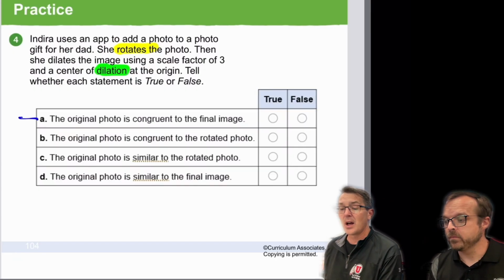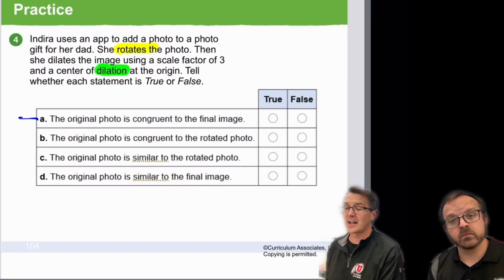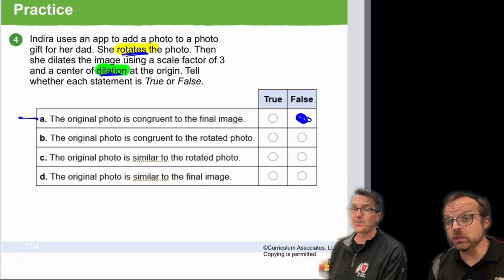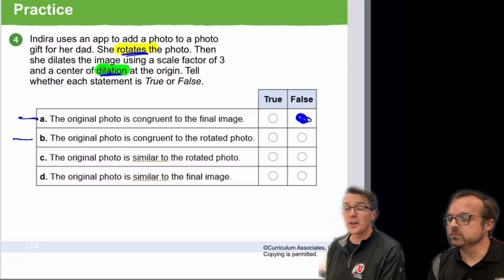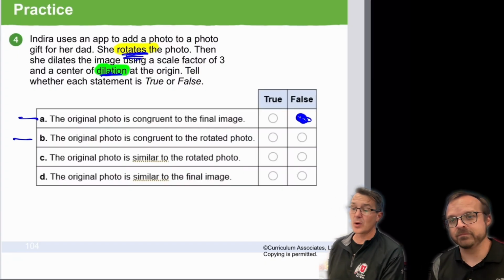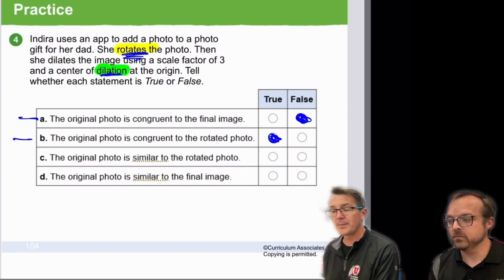It says the original photo is congruent to the final image. If it was just a rotation, it would be, but because of the dilation, this is a false statement. They would be similar, but not congruent. Next, the original photo is congruent to the rotation. We said rotation is a rigid transformation, so that statement is actually true.